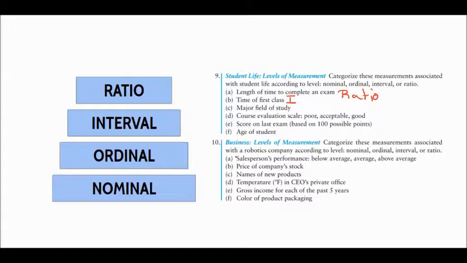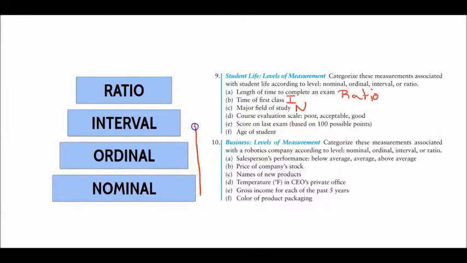So you're not going to really get too much of a difference, but that's going to be an interval because it's an interval of time. C, major field of study. Okay, now, can we categorize that? Absolutely. So when you go into college, if you decide to major in statistics, that's your major field of study. Okay, if you plan to major in philosophy, that's your major field of study. So those are categories. But can I order them? No, I can't. So this is going to be the nominal level of measurement.